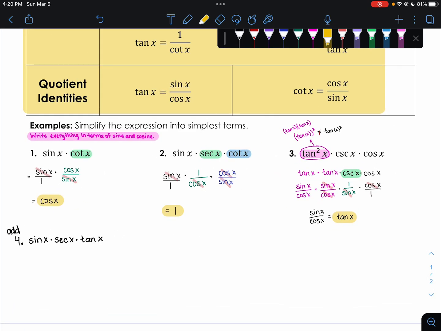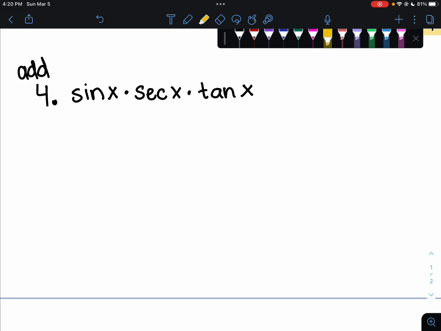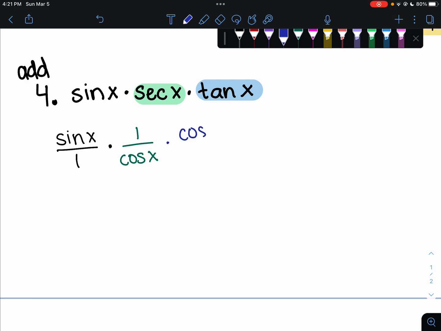Okay. Moving on to the last example, go ahead and add this to your notes. That way you have it. If you need to pause the video to write it down, pause the video. But we're going to simplify this. So again, we need to start by writing everything in terms of sine and cosine. So sine is already in terms. I'm going to go ahead and add a 1 underneath. Secant can be rewritten as 1 over cosine. So I have 1 over cosine x. And then tangent, again, is sine over cosine.